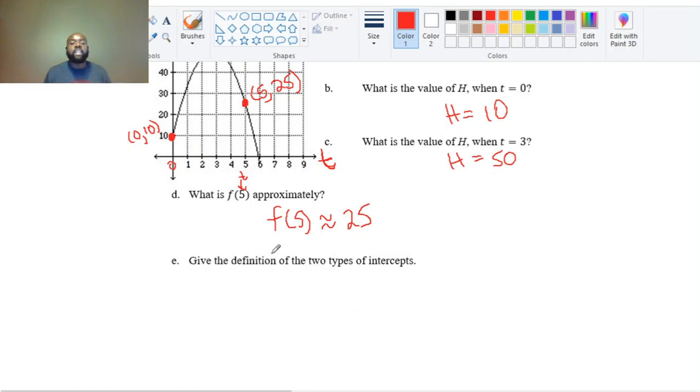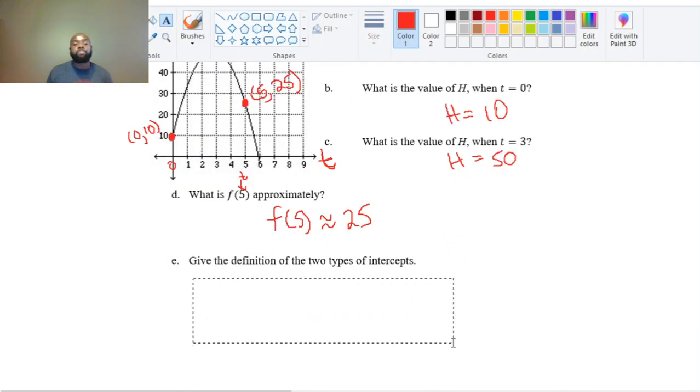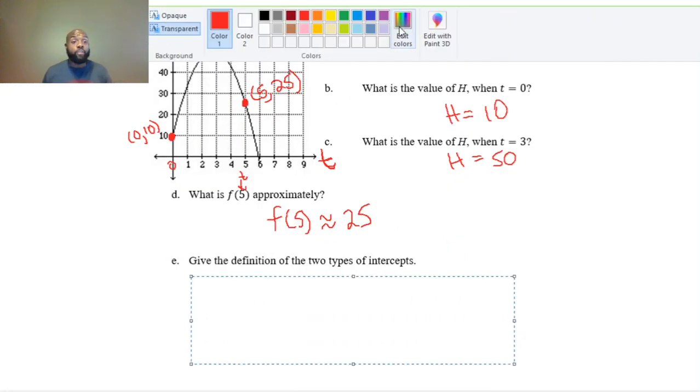It says give the definition of two types of intercepts, right? So we have some ordered pairs on our graph where our first coordinate is the input, the second coordinate is the output. We also can describe our graph by looking at intercepts, right? Intercepts in general are, well, there are two of them. We have a horizontal intercept.